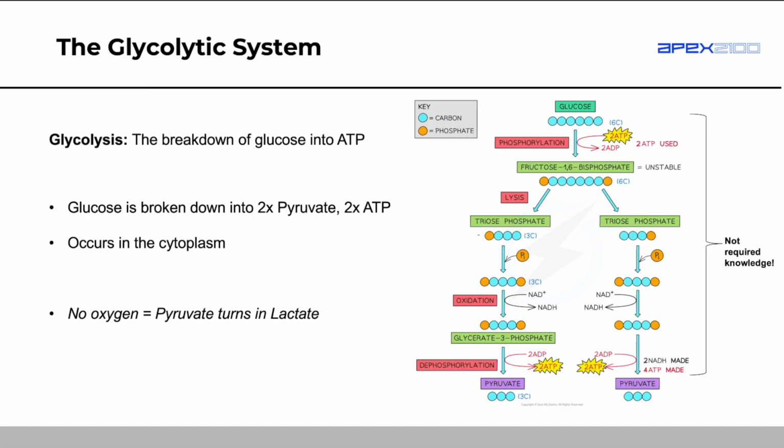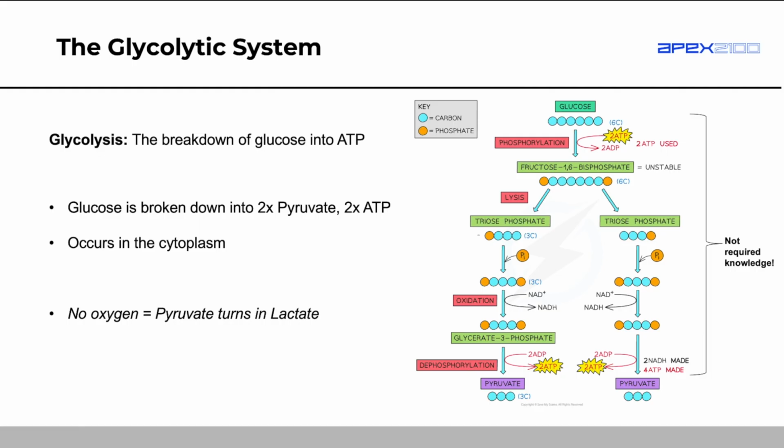Now, when there's no oxygen within the cell, pyruvate turns into lactate, and that's how we get that lactic acid. So that's what's occurring there when we have no oxygen within the cell. That glucose is broken down, we get 2 ATPs, but we also get 2 pyruvates. The pyruvates go looking for the oxygen. When there's no oxygen there, the pyruvates turn into lactate or lactic acid.